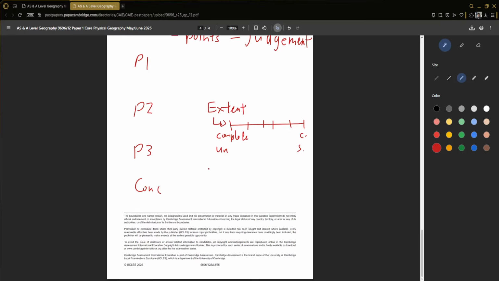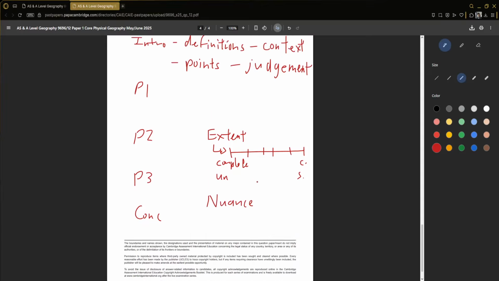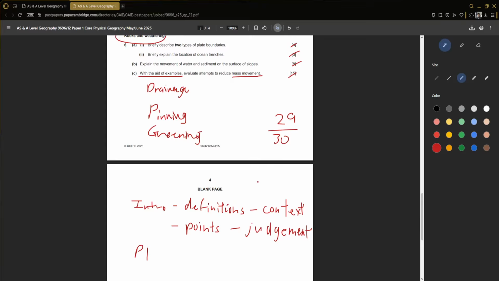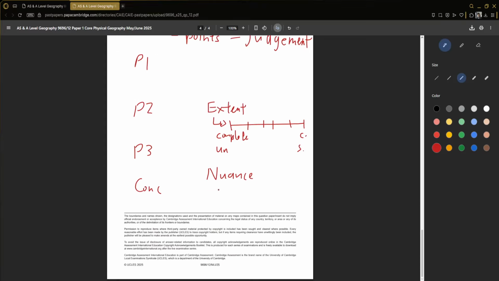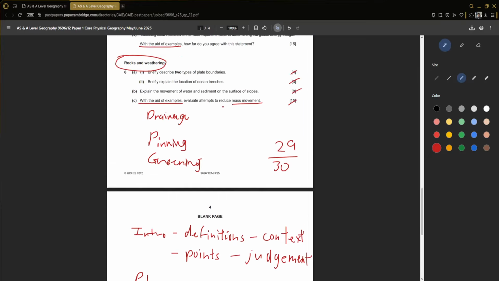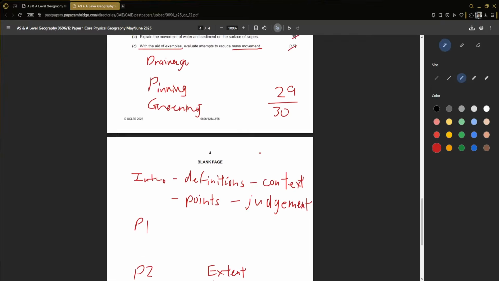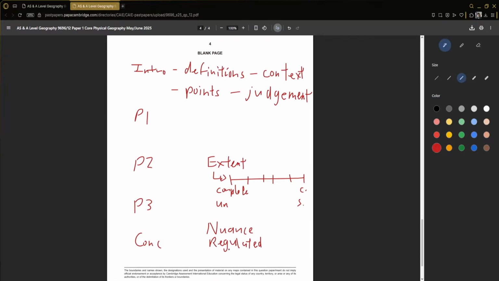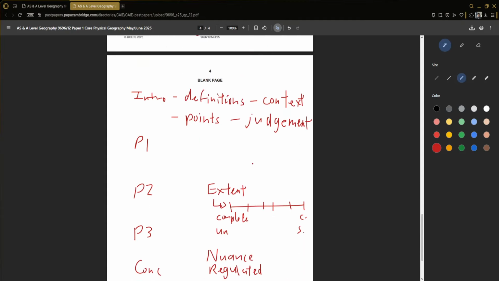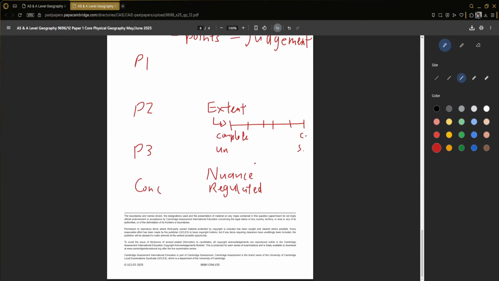Another way is the nuance way. And this is where you say, in this context, it has been successful, but in another context, it hasn't been. And this can be through things like regulation of areas. So if in well-regulated areas attempts to reduce mass movements work, whereas attempts to reduce mass movements in unregulated areas have been unsuccessful.